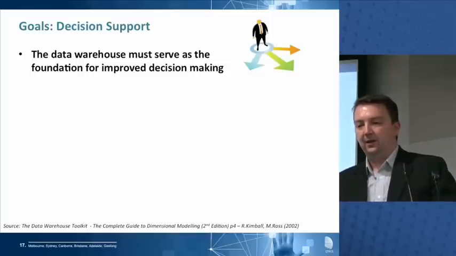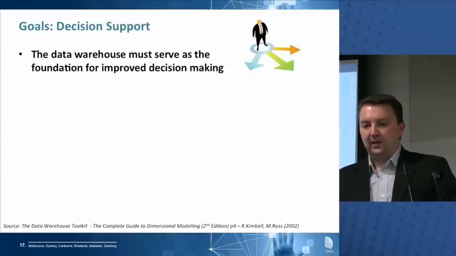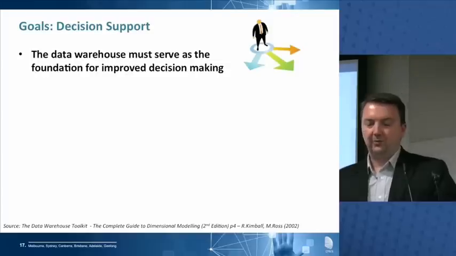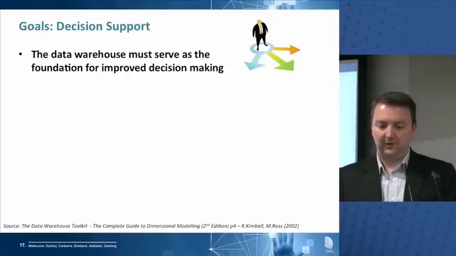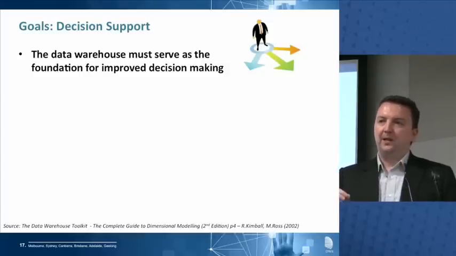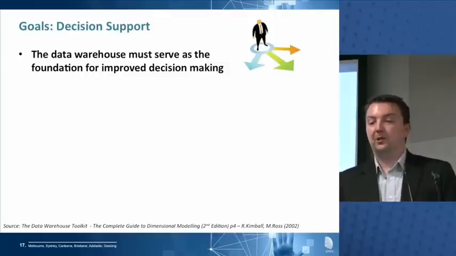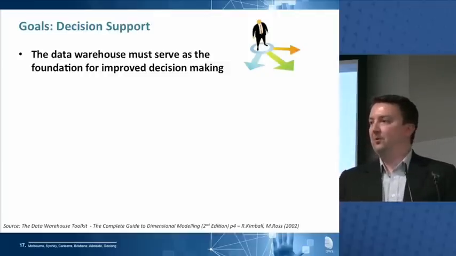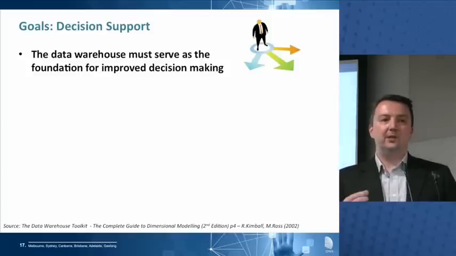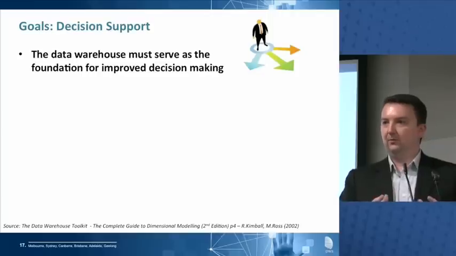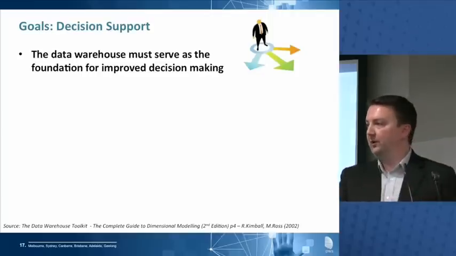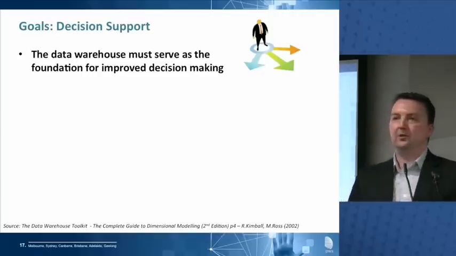In fact, I'm going to make almost the reverse point to the one that Ralph and Margie are making in the book about decision support. In my experience, a lot of the funding for a data warehouse comes from these other sources. We need something to do our management reporting. We need to offload some of our reporting load from our operational source system.